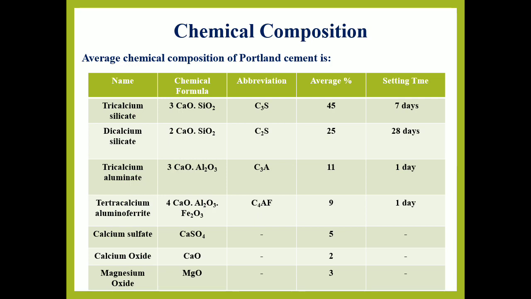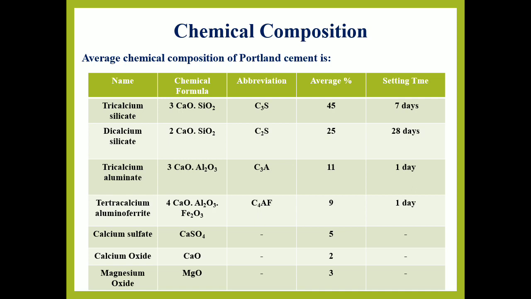Its average chemical composition contains tricalcium silicate, abbreviated C3S, at almost 45%. Its setting time is around 7 days. Dicalcium silicate takes more time for setting, around 28 days, and its average composition is 25%. Compared to silicates, aluminates and aluminoferrites take less time, almost around 1 day for setting.